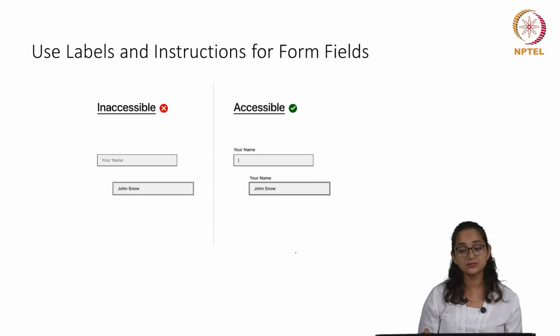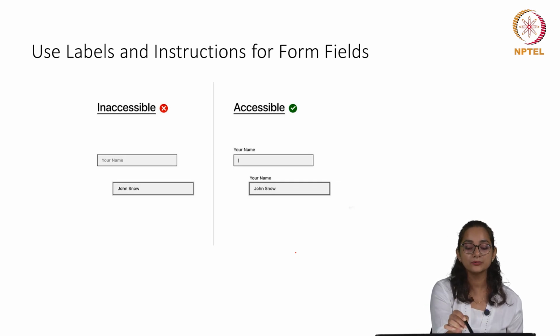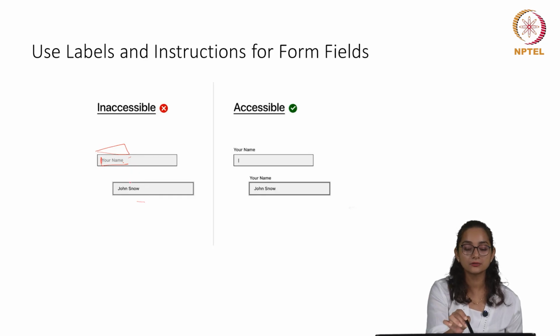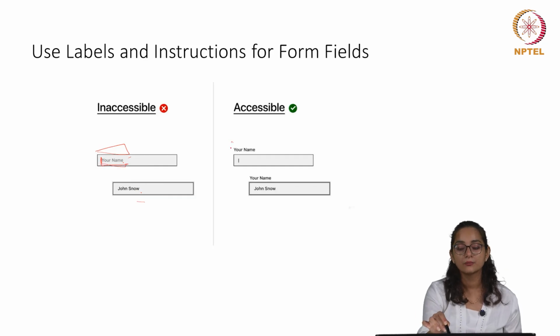Use of labels and instructions for form fields. For example, having no label on top, or just putting it inside, many a times is inaccessible. Also, once you type it, the label disappears, but having it there is also a feedback mechanism for you as well, about what you have filled in.